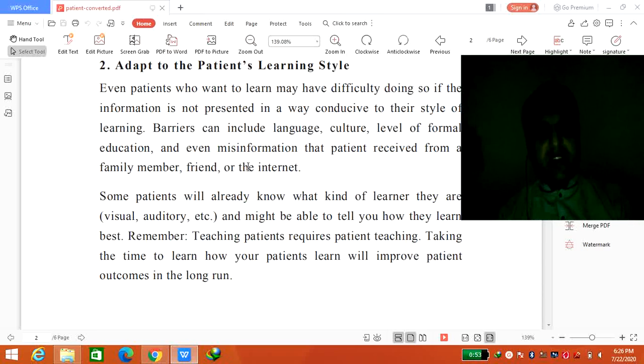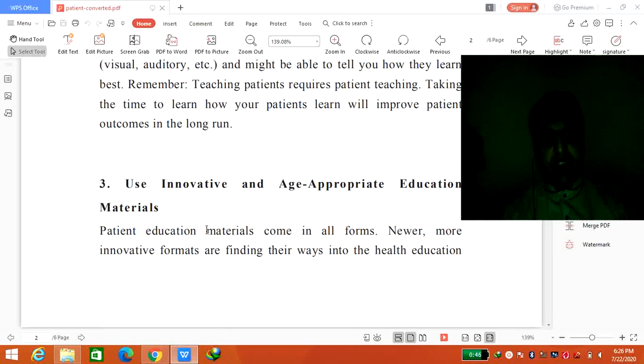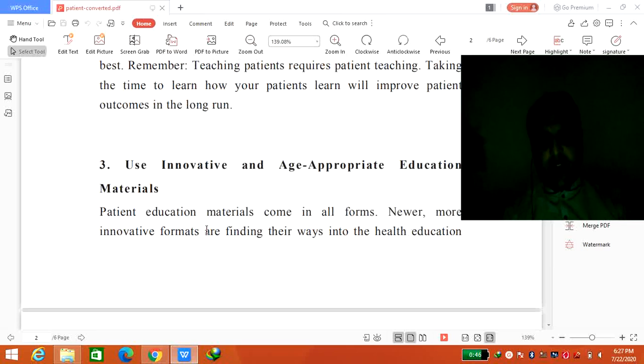Some patients will already know what kind of learner they are, visual or auditory, depending on the situation. Let's suppose a visual way of learning is easy for them, or auditory, whatever it depends on. Yes, you should adopt that way for the better interest of the patient, so that we have a better outcome. That's very important.